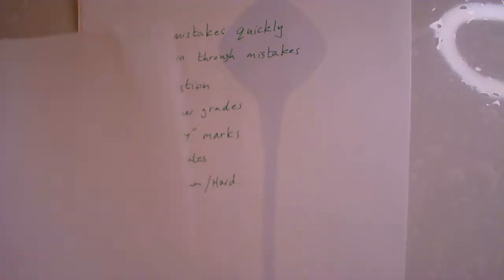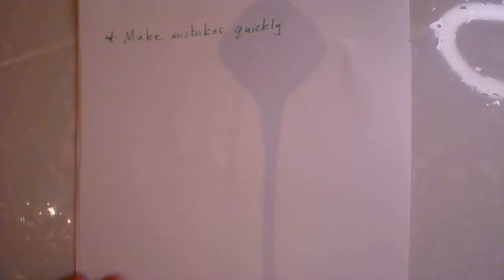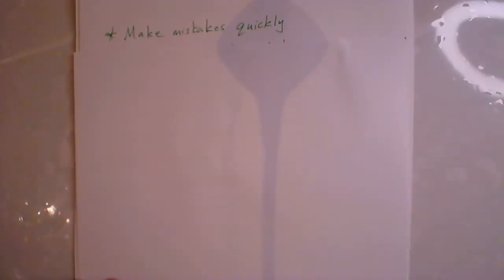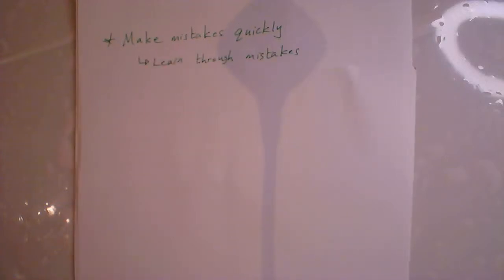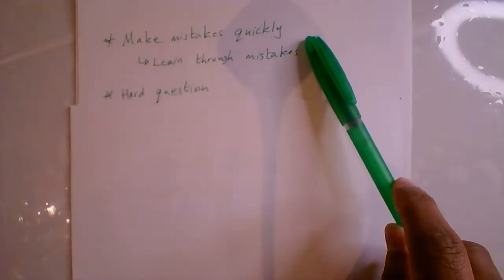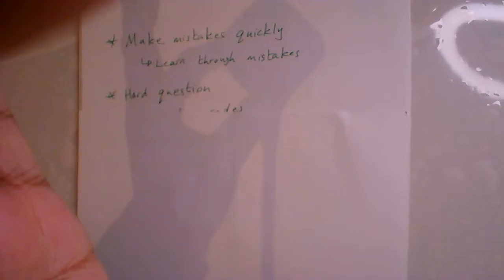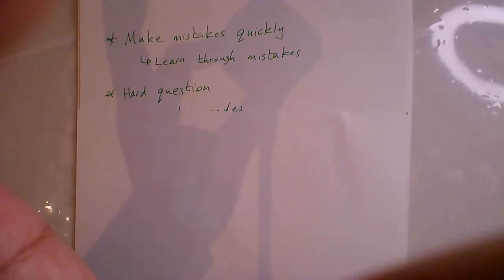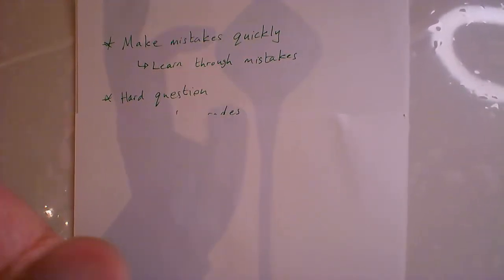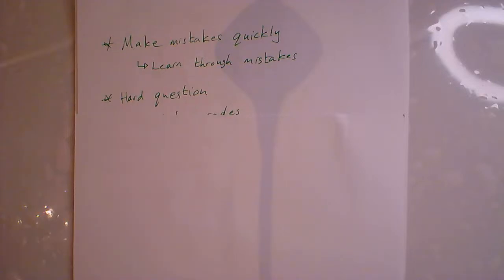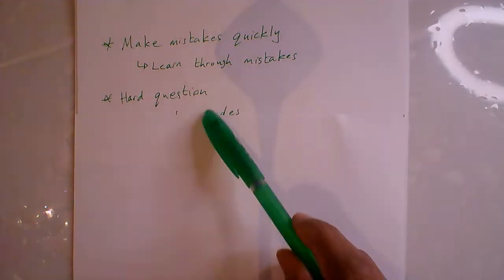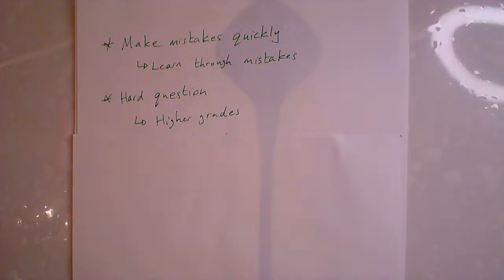Just to go through a few points. In maths, we learn by making mistakes, and so we need to make mistakes quickly. The quicker we make the mistakes, the better it is, because we learn through our mistakes. The other thing that we do to improve in maths is we have to try harder questions. That's a bit strange, because you don't really want to do hard things, because you want to get things right. So you want them to be easy. But it's the other way around. Do hard questions and then you get higher grades.